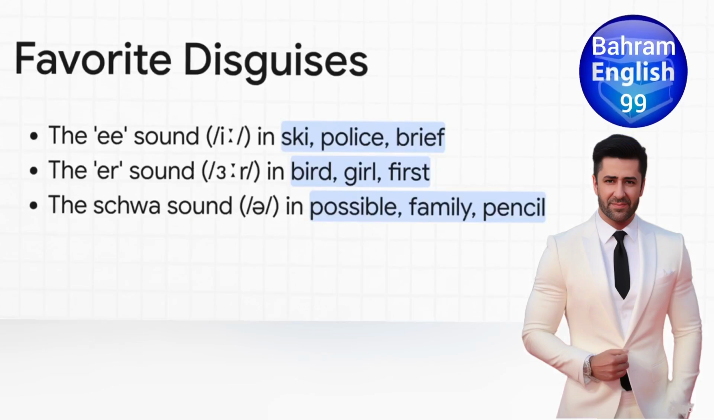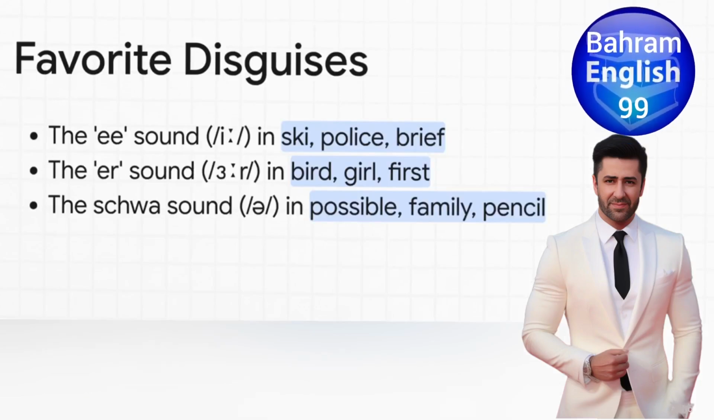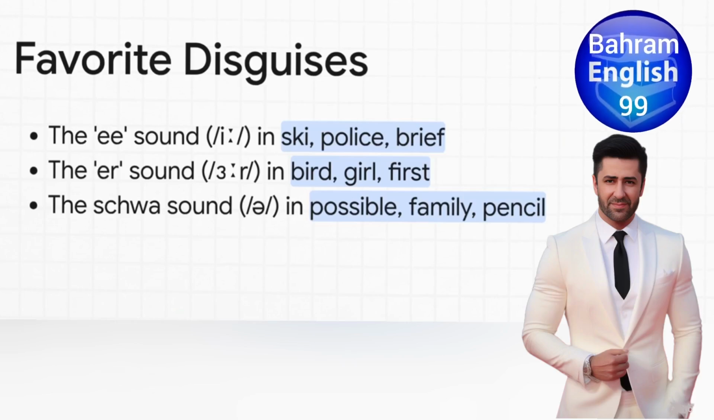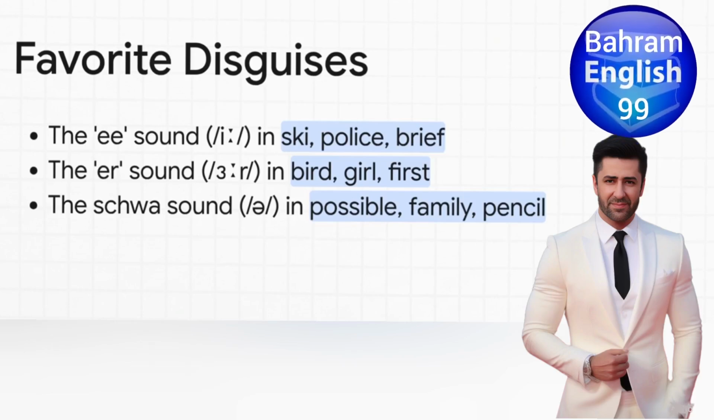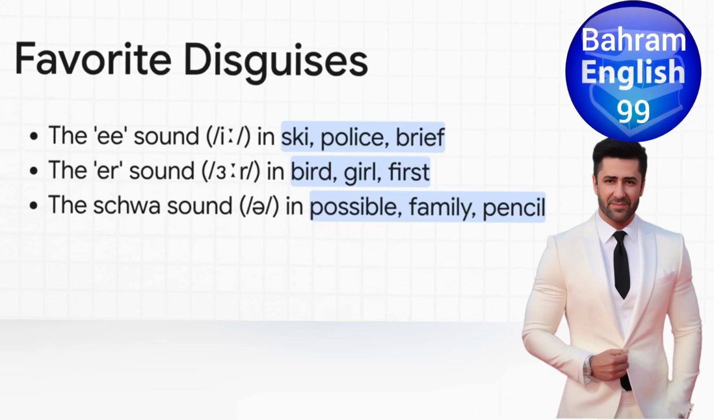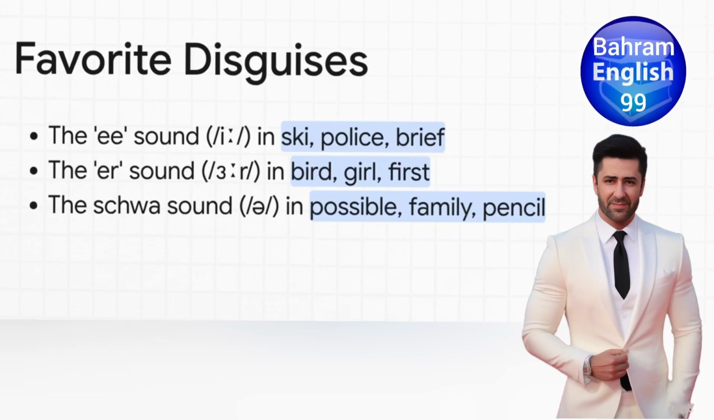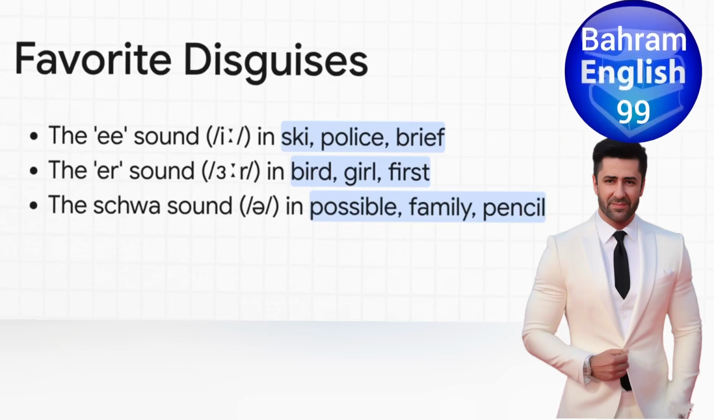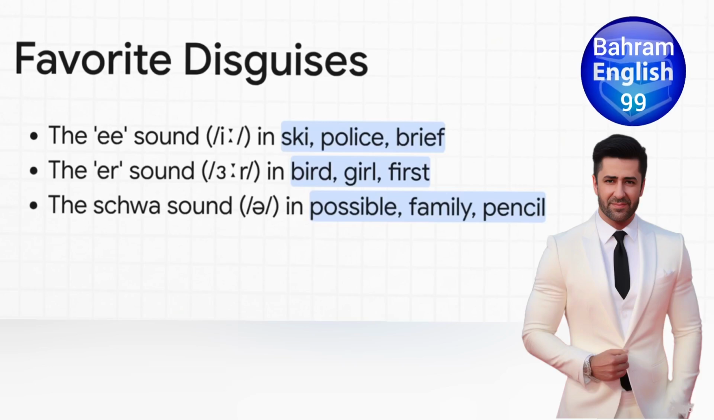The I often pretends to be a long E sound, like in brief, or in words we borrowed from other languages like ski and police. It also really loves that sound almost every time it's followed by an R, like in bird or first. And finally, it can become that lazy schwa sound, usually in a weak, unstressed syllable, like the middle part of possible or family.